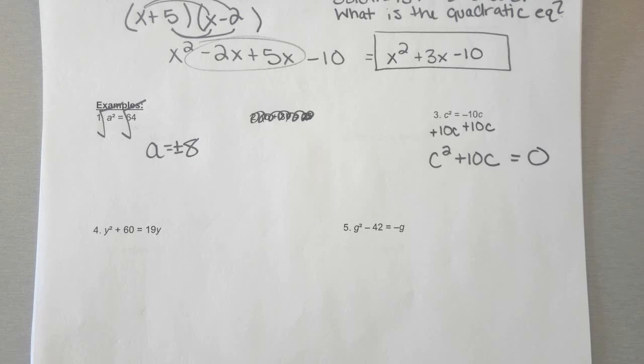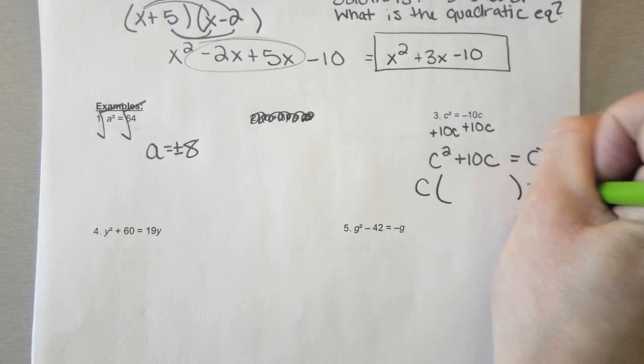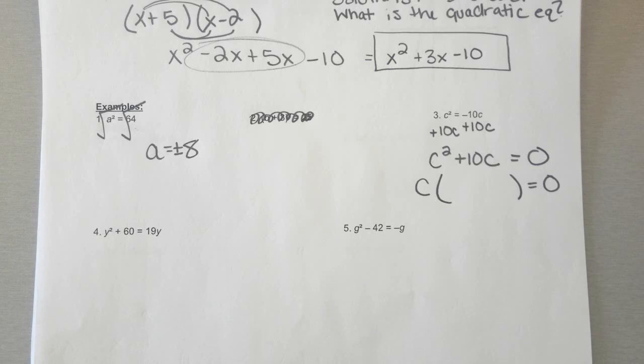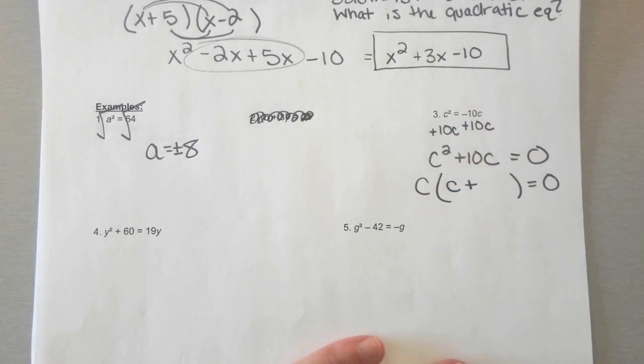So yeah, this is like term one, so I'm going to pull out a c. Okay, so I've got this. C times what would give me back my c squared? C. C times what would give me back 10c?